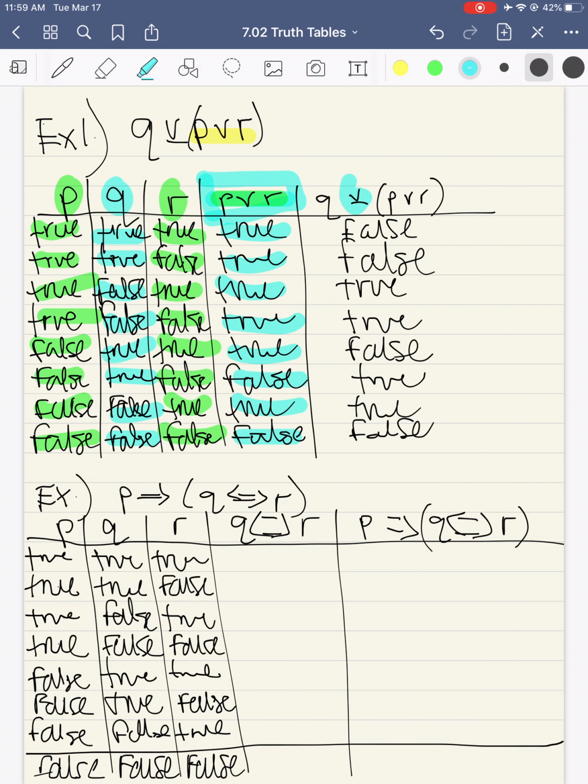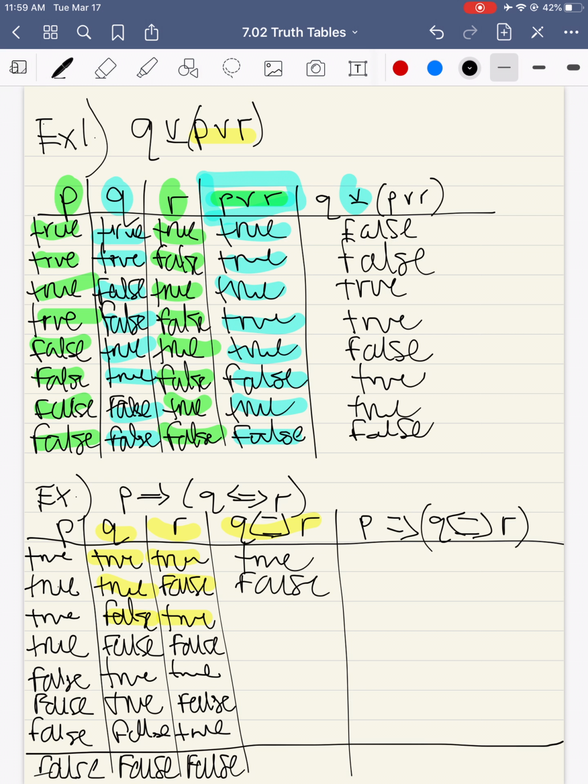Okay, so now we're going to take a look at this statement here. So the Q, if and only if R, so I'm only going to be looking at Q and R here. So true, if and only if true. Again, for if and only if, they have to have the same truthhood. So we have true, if and only if true. Well, that is true. And then I keep going, true, false. They don't have the same truthhood, so that is false.